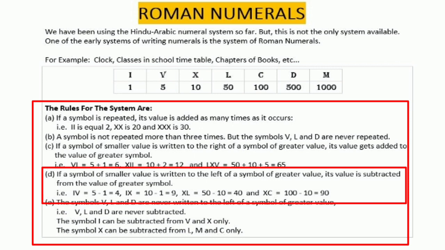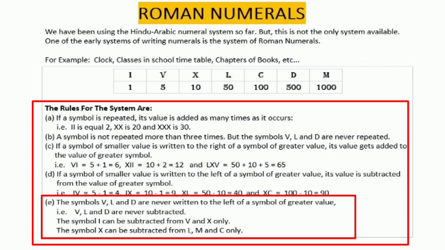Let us take another example, that is IX. In IX, we know X is 10 and I is 1. So as I is written to the left of X, which has the bigger value, we have to subtract the smaller value from the bigger value, that is 10 minus 1 is equal to 9.